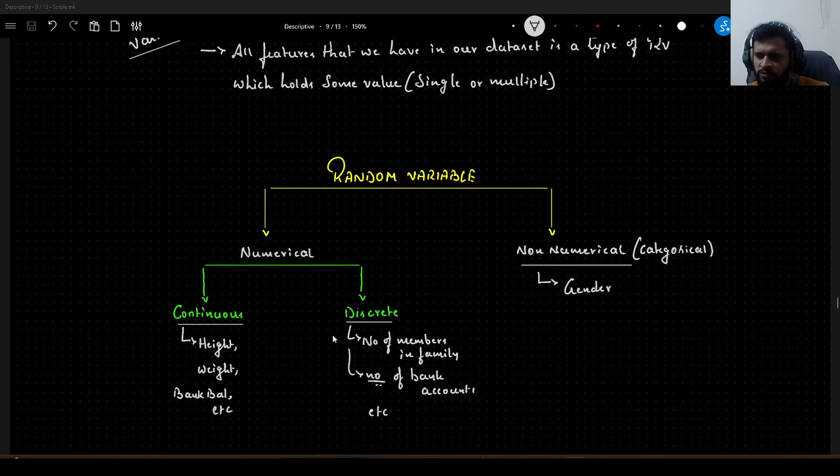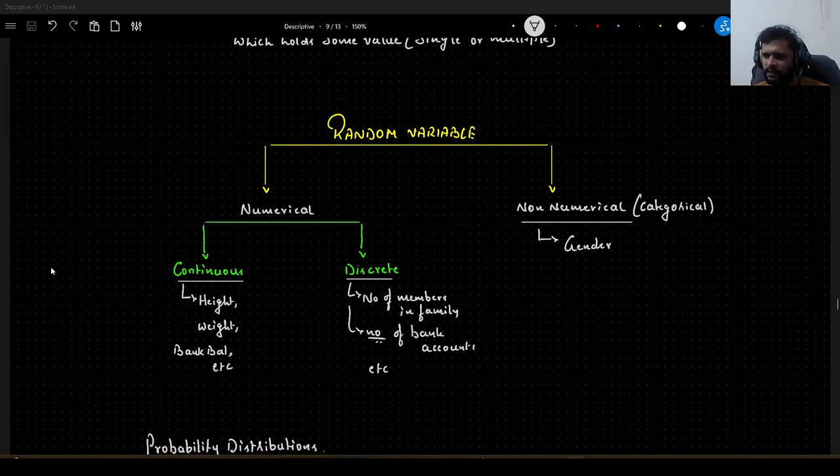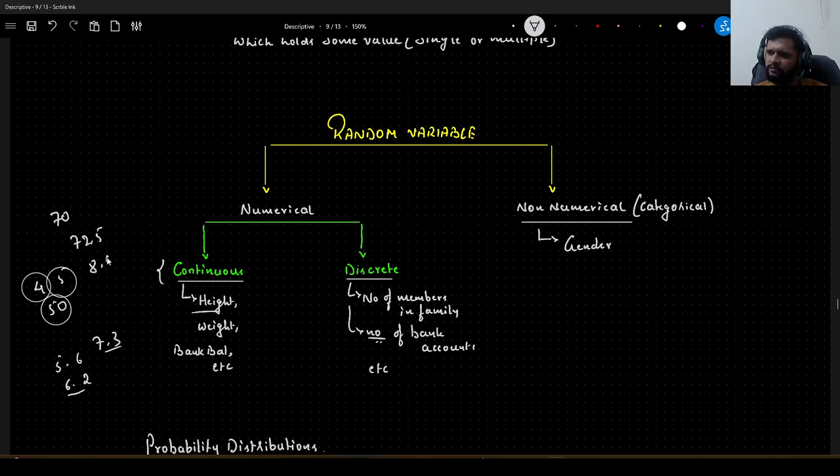Okay, what are some examples of continuous random variables? It could be height of all the students in a class, weights of all the students in a class, bank balance of individuals, etc. So why are these called continuous random variables? Because they are not restricted to only integers like 4, 5, 50. They can have continuous values. When I talk about height, it can be 5.6 feet, 6.2 feet, 7.3 feet, etc. Similarly, weight: 70 kg, 72.5 kg, 80.7 kg, correct? So all these are continuous values. That's why we call them continuous random variables.